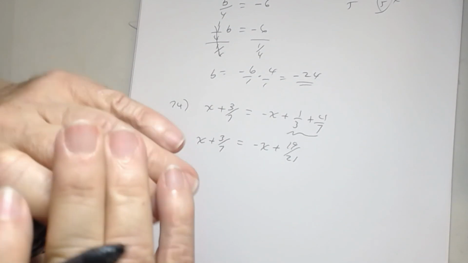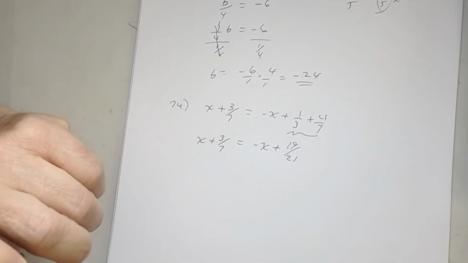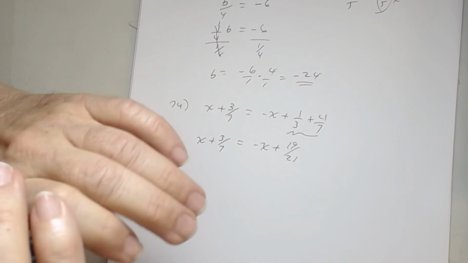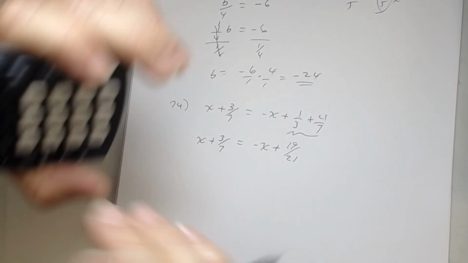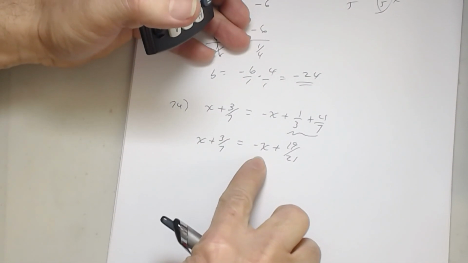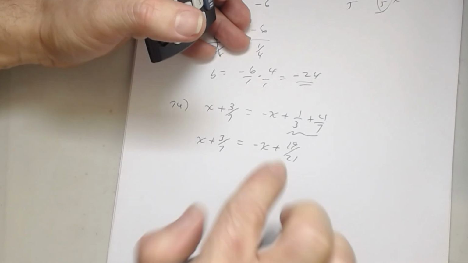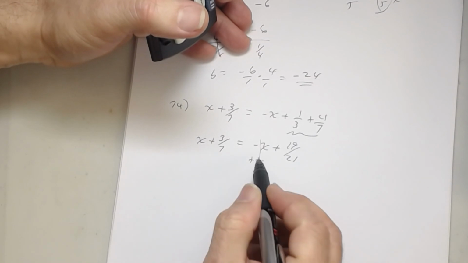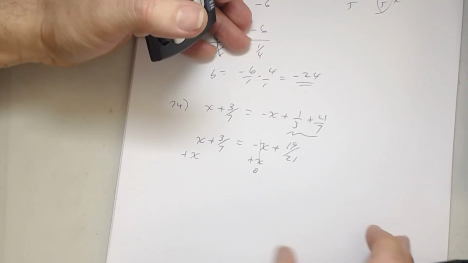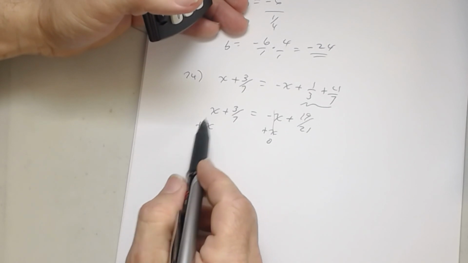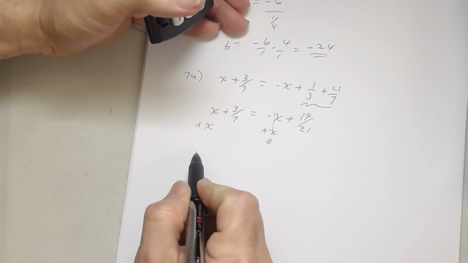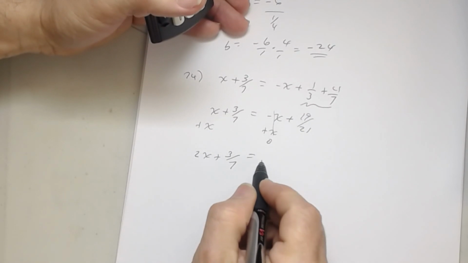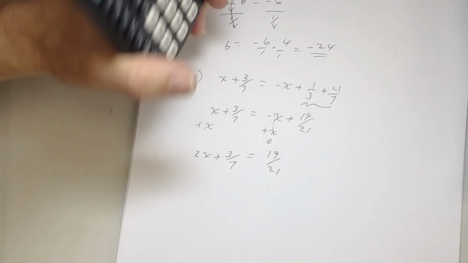All right, so that's where I'm at. What's the next step? Get the variables to one side. So you want to bring the variables to the left, or to the right? The left. If I'm bringing the variables to the left, that means I want to get rid of this. So is subtracting x or adding x going to help? Adding x, because -x plus x is 0. But what I do to one side, I do to the other. Now, combine like terms. What's x plus x? Plus 3/7 equals, and what's left over here? 19/21. So that's where I'm at.